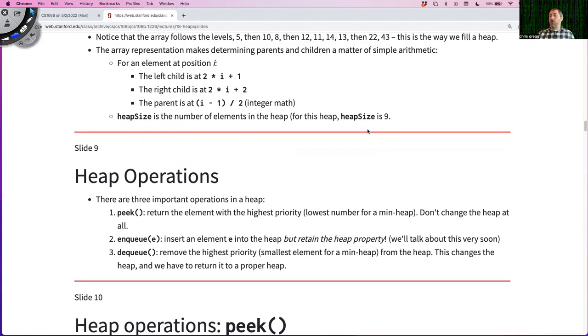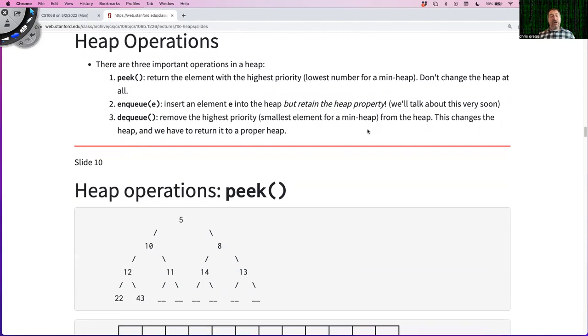Now, there are 3 important operations for a heap. The heap is used for a priority queue, so you can start thinking queue. So these terms will hopefully make sense. Peek returns the element with the highest priority. It basically says, given my heap, which one's going to come out next? Which one is the highest priority? And it will return to you the highest priority.